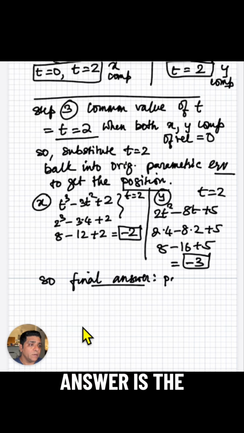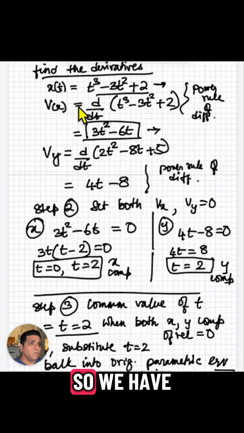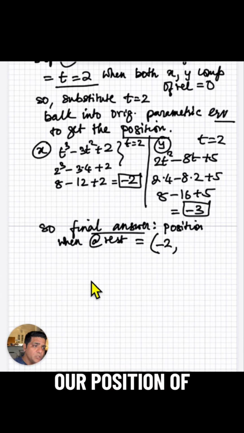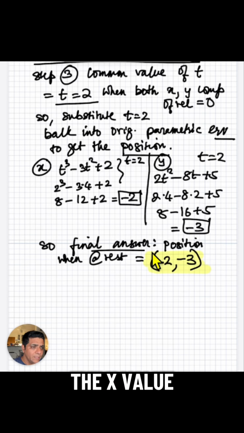So the final answer: when the particle is at rest, the position of the particle is going to be (negative 2, negative 3), the x value and y value.